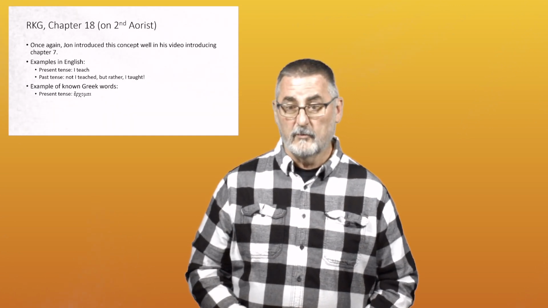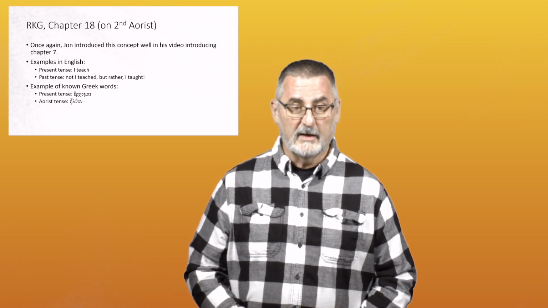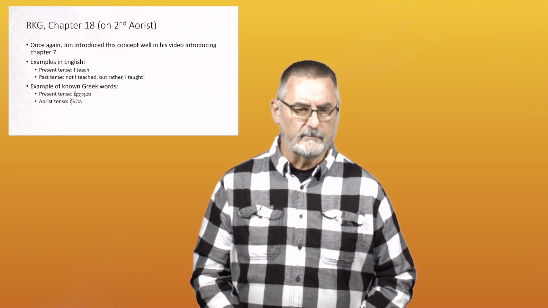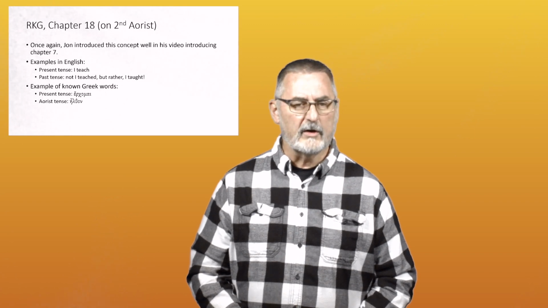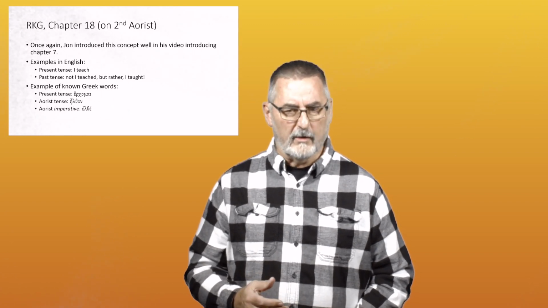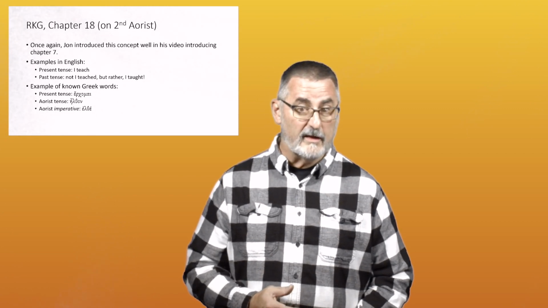Example of some words, erchomai. We know this word in the present tense. In the past tense, it has a second aorist, and it is eilthon. Okay? Very, very common second aorist form. The aorist imperative of this word is one that you have already seen in BLC, elthe.